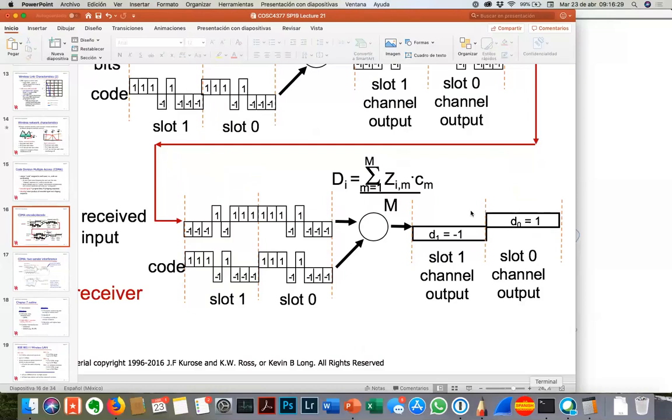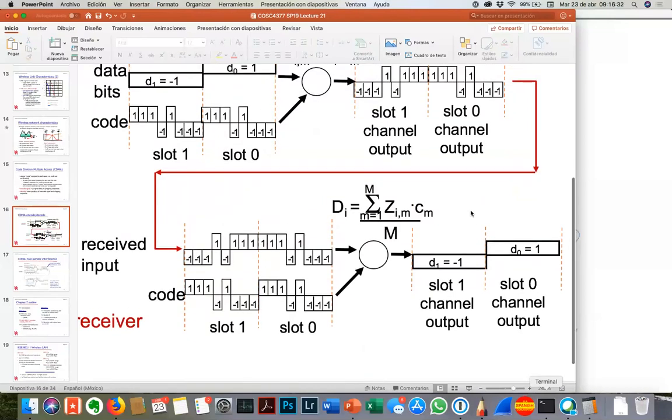So let's see what I received here. This one will give me all negative 1s. You see that? And this one will give me all positive 1s. It won't give me a mixture. So the only way this could be a single number all the way across when I multiply the received data with the code that was assigned to you is if it was really encoded with your code.